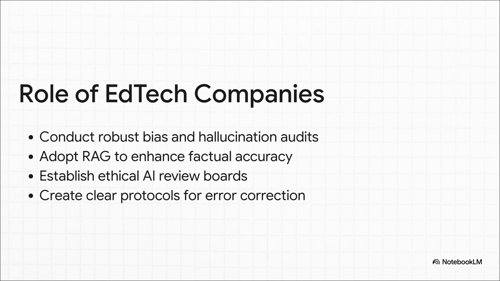But look, awesome tech like RAG isn't a silver bullet. It's not enough on its own. The EdTech companies building these tools have a massive responsibility here. They need to be doing serious, robust audits for bias and hallucinations. They absolutely need to be adopting safer tech like RAG, and they have to set up clear, easy-to-understand ways for people to report errors and get them fixed, because mistakes will still happen.